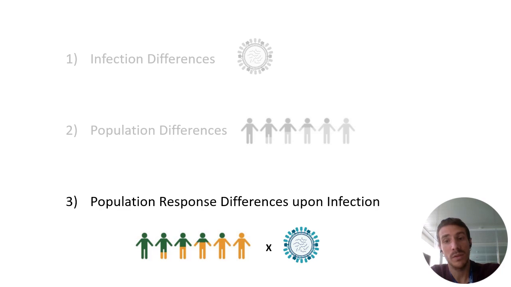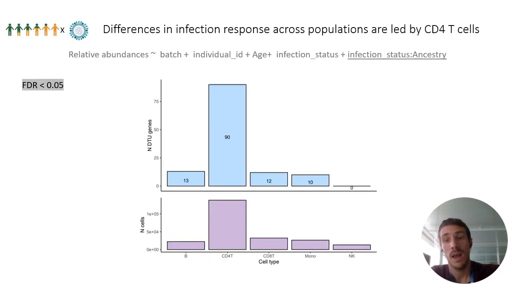And finally, our third question, which is, can we find population response differences upon infection? This is, transcripts that behave differently upon infection depending on the ancestry. And as we can see here, the signal is lower and also very similar to the population differences.